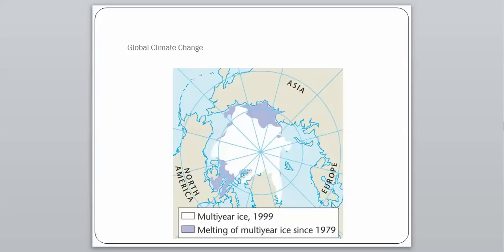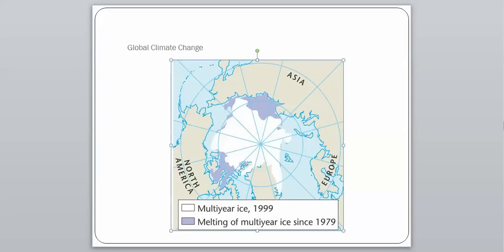And so here's kind of a picture of, again, what our ice looked like in 1999, and then the melting of the ice that has occurred since 1979. So it used to cover a lot more expansive area. This purple is all ice that has been melted.